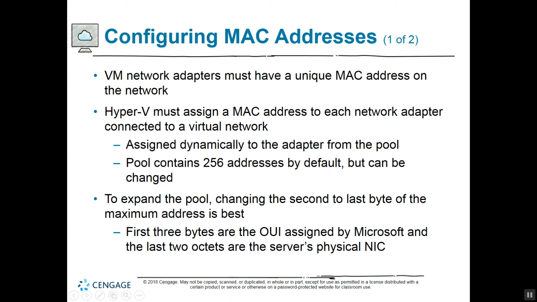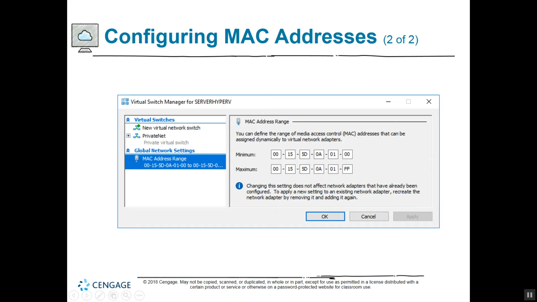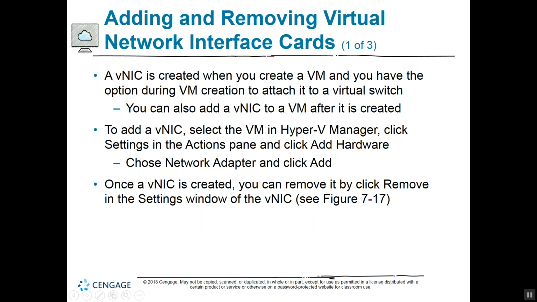So Hyper-V must assign a MAC address to each network adapter connected to the virtual network. That's assigned dynamically to the adapter from the pool. The pool consists of 256 addresses by default, but can be changed. Okay, so there it is, defining whatever the MAC address range is going to be, your max, your min.